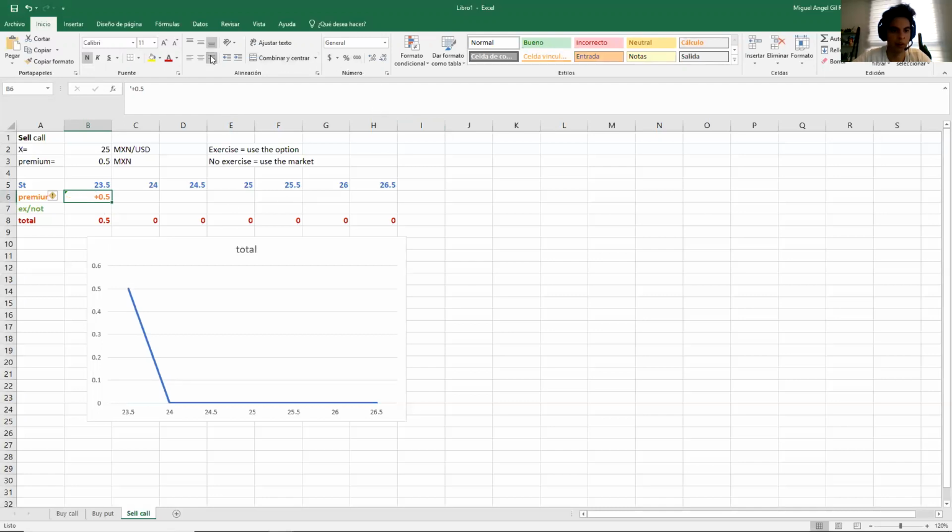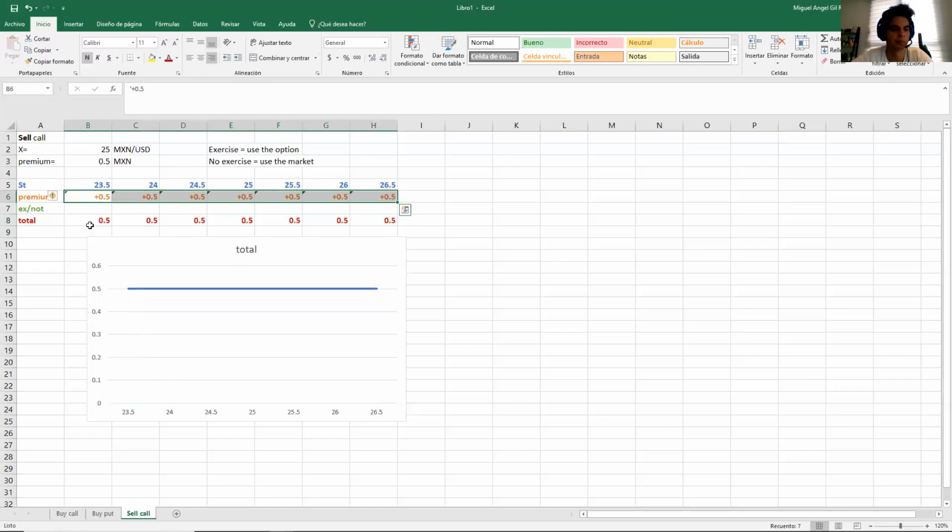I changed the graph a little bit. Sorry, I keep the graph. The only thing that I changed is that I kept the total. That's why it's going to change, but wait until we finish. So I kept this operation like that, so it gets easier. So the premium is going to be positive because we are selling the option, right? So the other person is giving us 50 cents for that option.